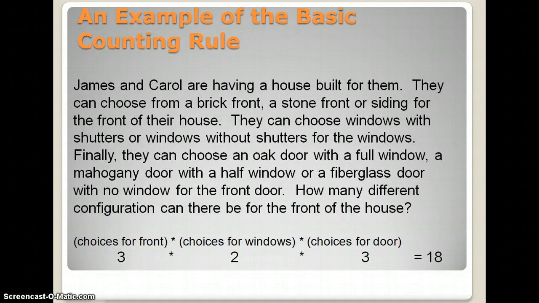So our first example, James and Carol are building a house. They have three choices for the front of the house, whether they want brick, stone, or siding. Then they have two different choices for the windows, shutters or no shutters, and they have three choices for the front door. Well, the question is, how many different houses can they develop from that? Well, you can either look at this through the formula, or you can think of it as a tree diagram. Either way, there's three choices for the front of the house, two choices for the window, which gives them six choices at that point, simply 3 times 2. And then of those 6 choices, they can pick either one of the 3 doors each time, 6 times 3, which is 18. So there's 18 different ways they can configure their house.